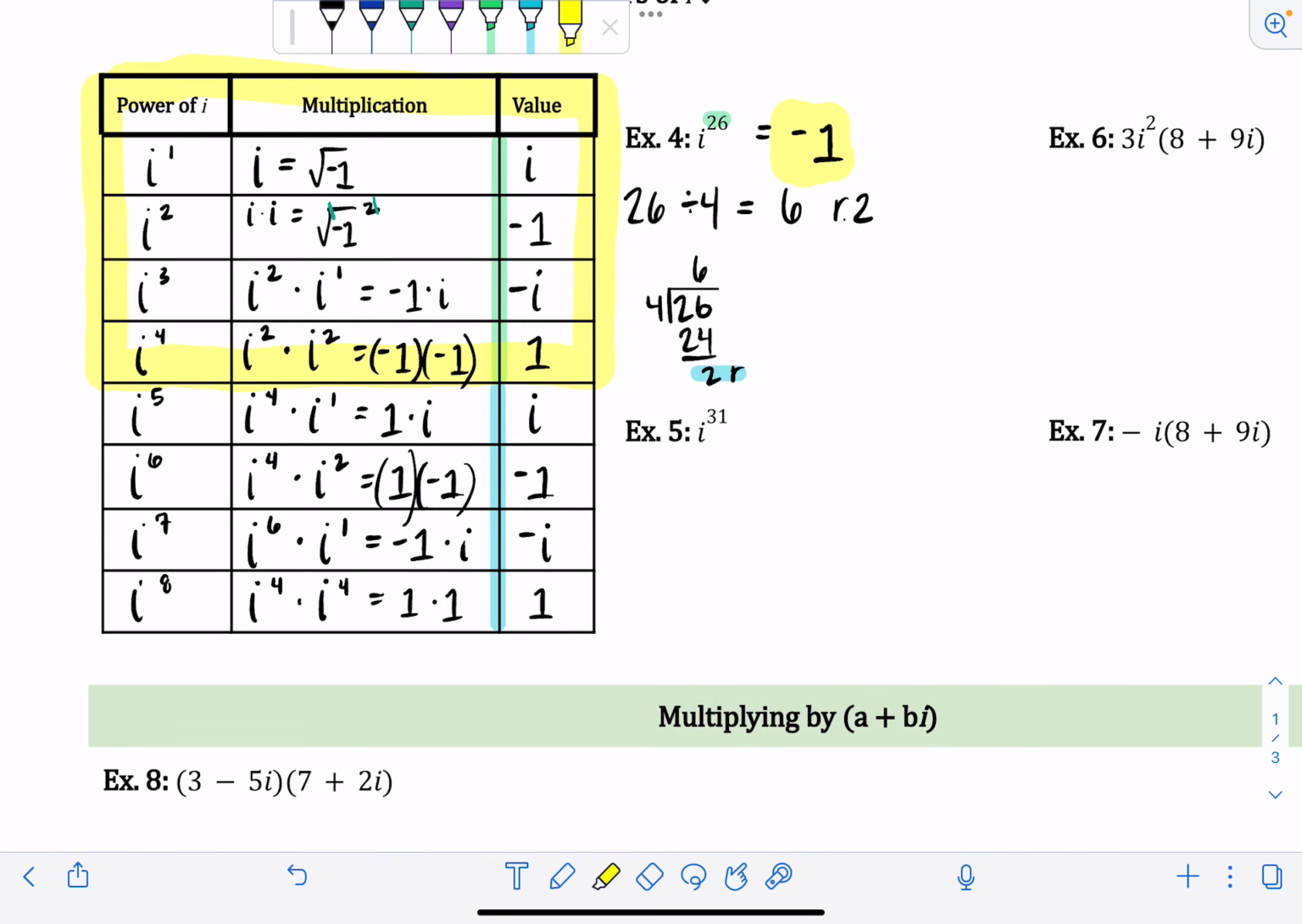Okay, so example 5, now i to the 31st power. I'm going to treat it the same way. I'm going to not do long division this way. I looked at it and it started confusing me. We don't do very long division very much anymore, do we?